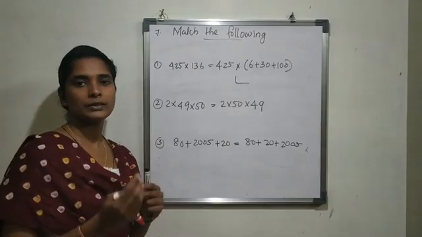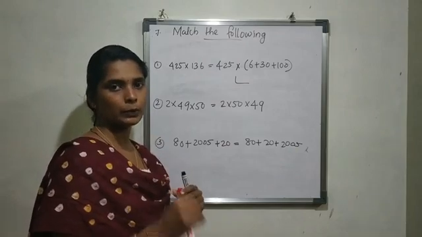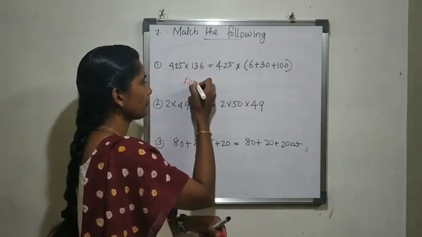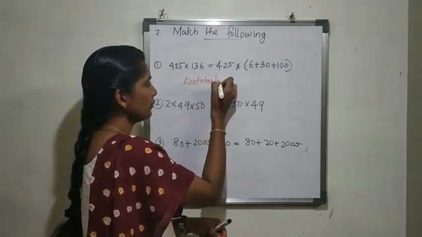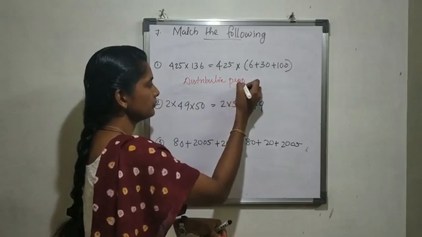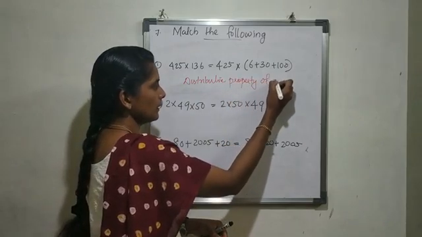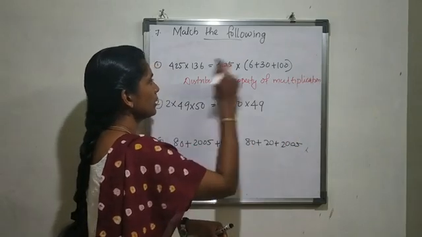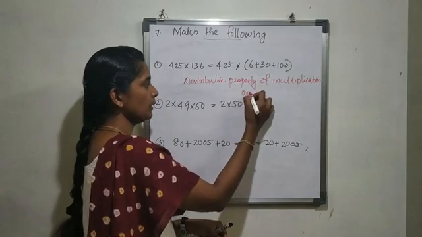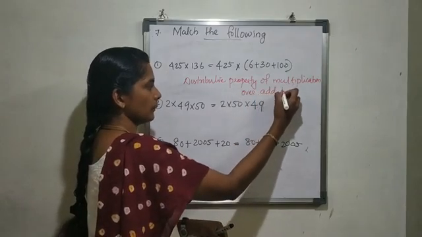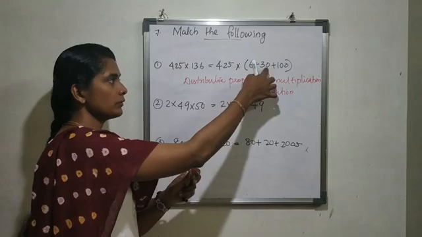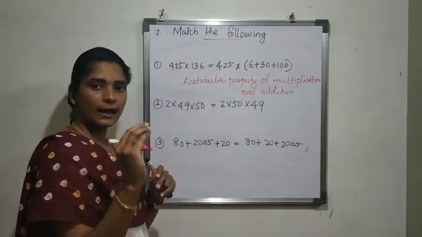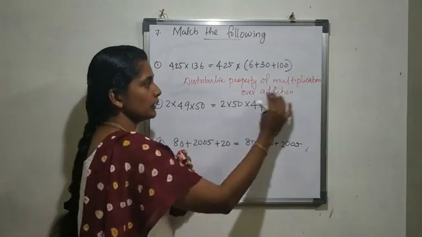Using these properties we have solved some questions. This is a distributive property of multiplication over addition. Actually, this is multiplication, but we split that into addition. 136 we have written as 6 plus 30 plus 100. Distributive property of multiplication over addition.